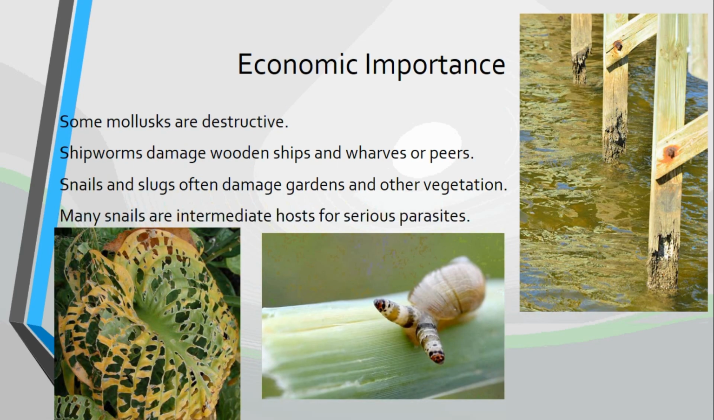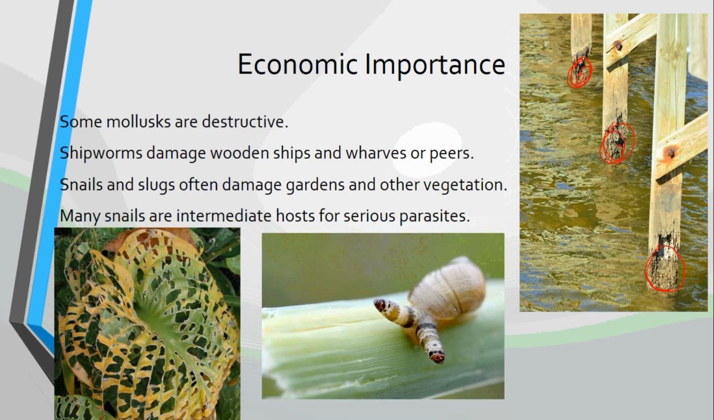So let's continue on with our next slide on economic importance. Some mollusks are destructive, and they are bad for our economy, for example shipworms. They got their name because they would get inside and eat the wood of ships, but they also will damage wharfs or piers. You can see here where these boards have been slowly over time, the shipworm has been eating that wood and deteriorating that wood, and has weakened the structural integrity of that pier.